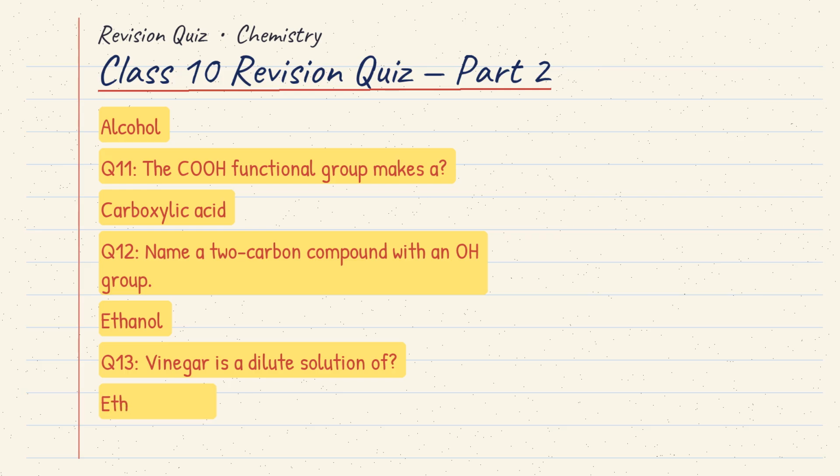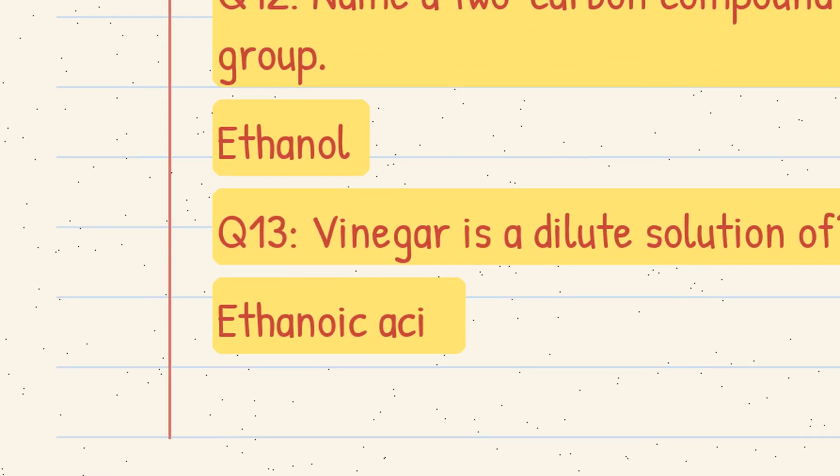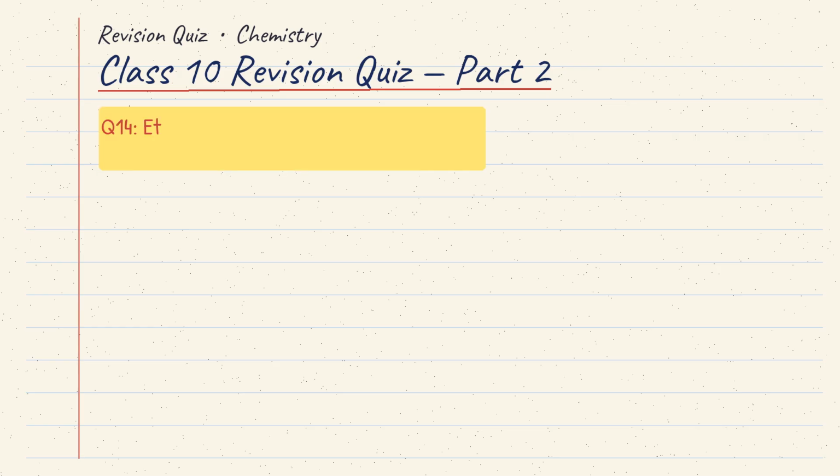The answer is ethanoic acid. About 5 to 8%. Question 14. Ethanol reacting with sodium gives which gas?